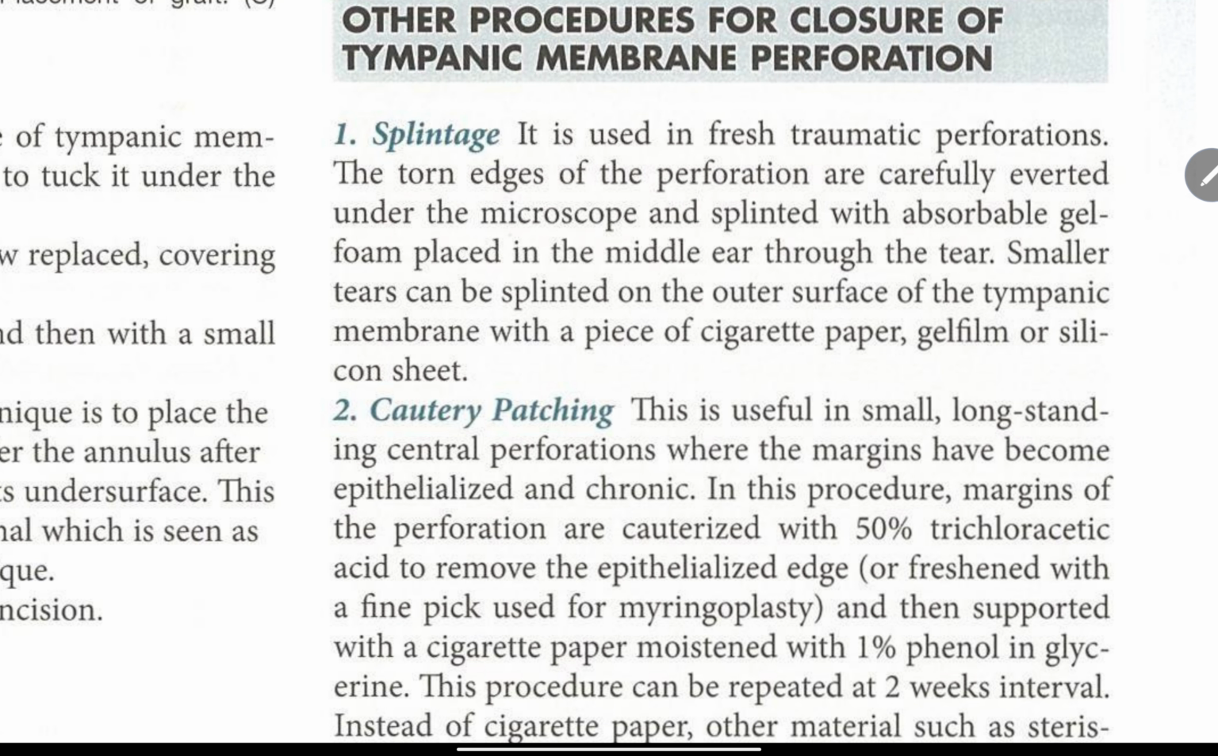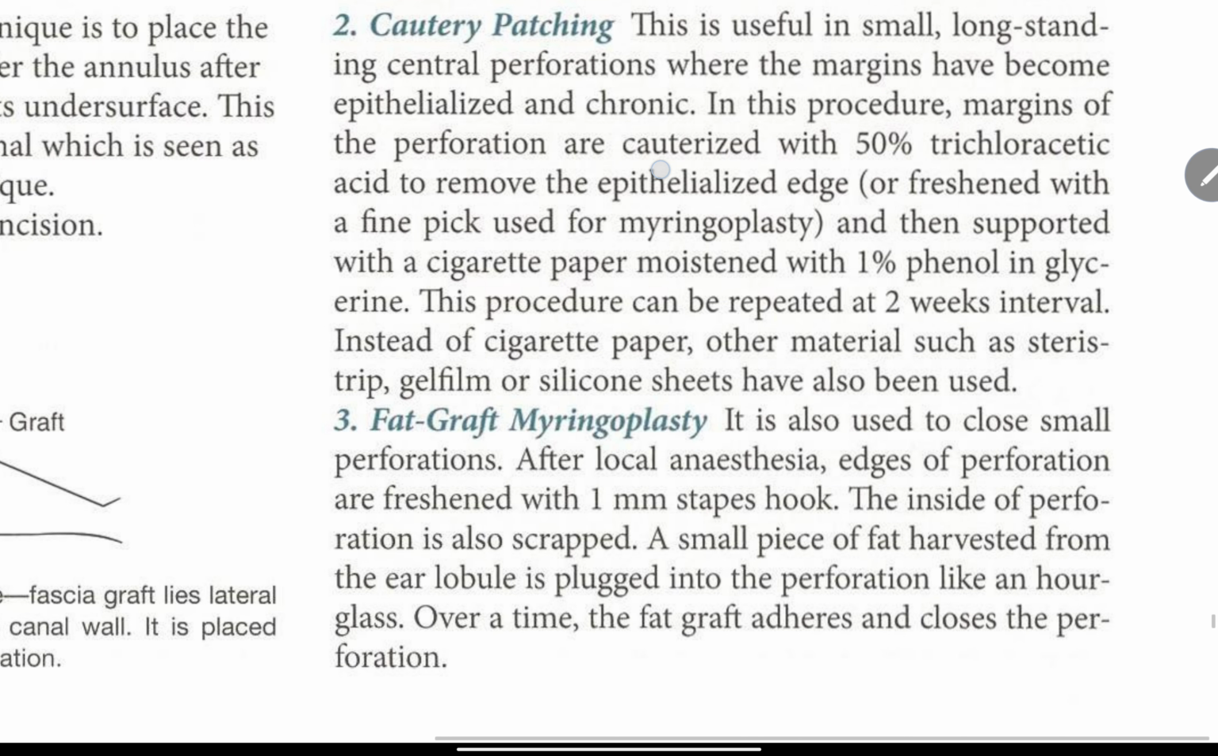Other procedures for closure of tympanic membrane perforation. 1. Splintage. It is used to freshen the traumatic perforation. The torn edges of the perforation are carefully everted under the microscope and splinted with absorbable gel foam placed in the middle ear through the tear. Smaller tear can be splinted on the outer surface of the tympanic membrane with a piece of cigarette paper, gel film, or silicone sheet.